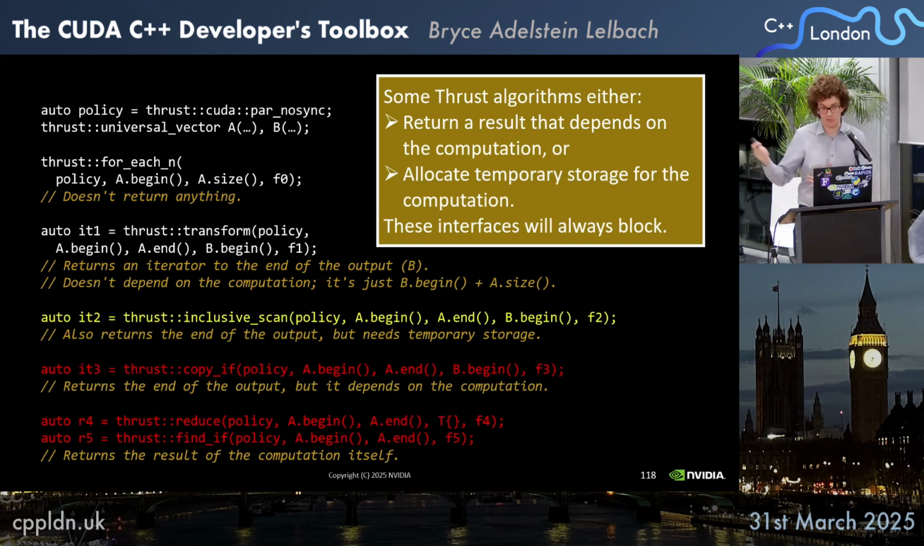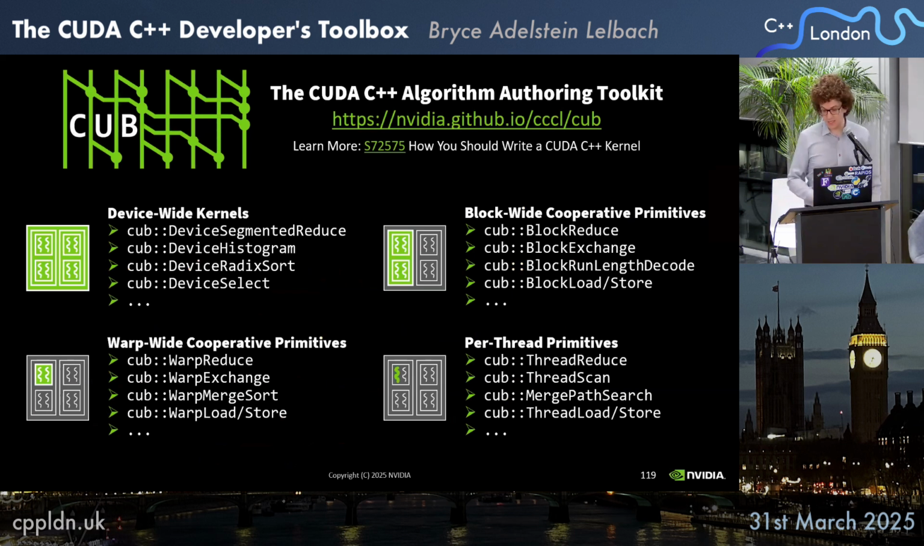There's no way to fix the current overloads. It's just inherent in the design that they're going to block. So that other library is called CUB, and it is the CUDA C++ algorithm authoring toolkit. CUB provides cooperative building blocks for writing your own device-side parallel algorithms, so for writing your own CUDA C++ kernels.